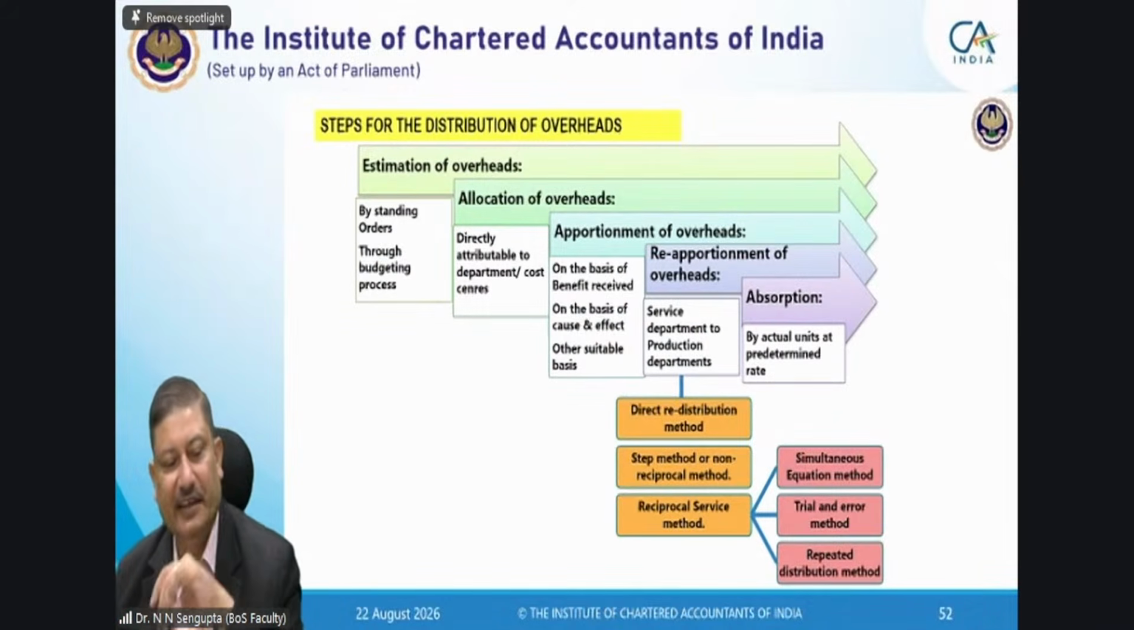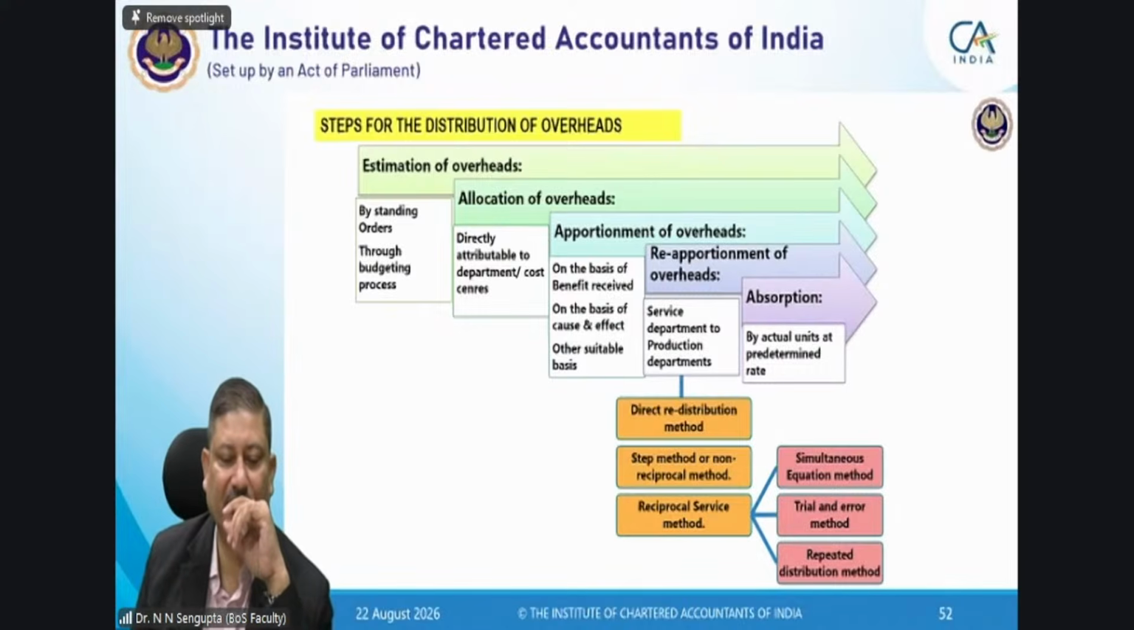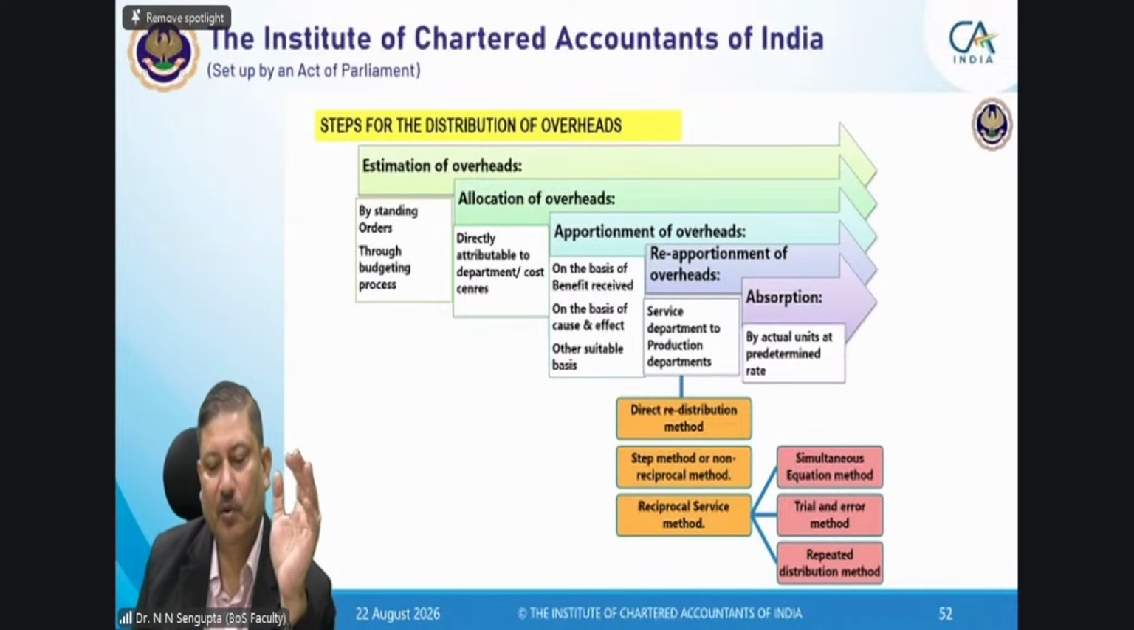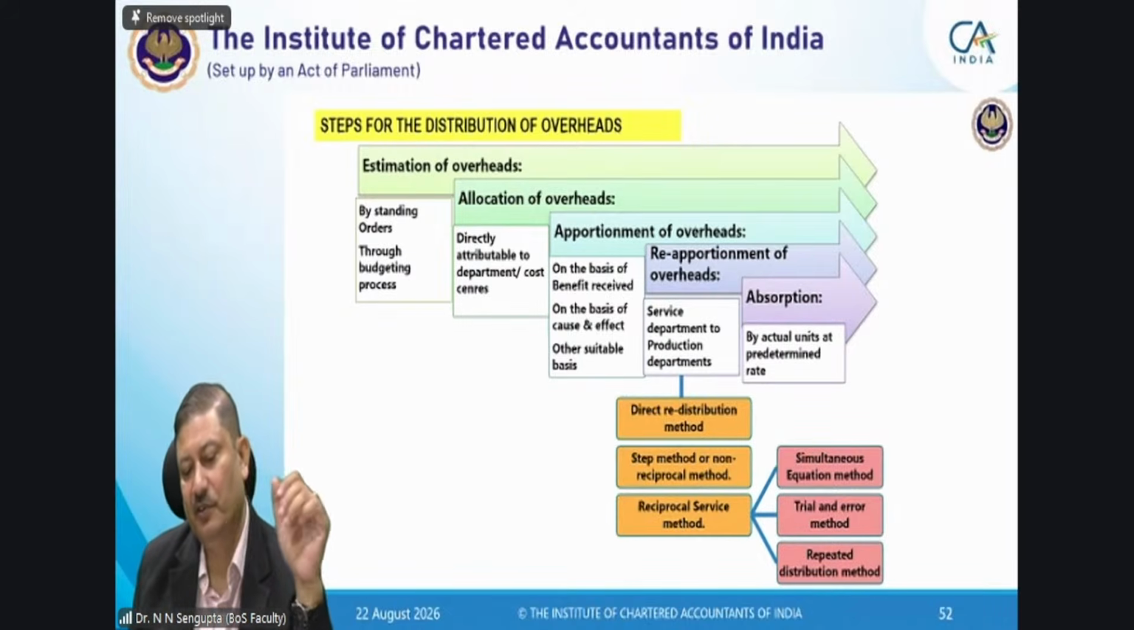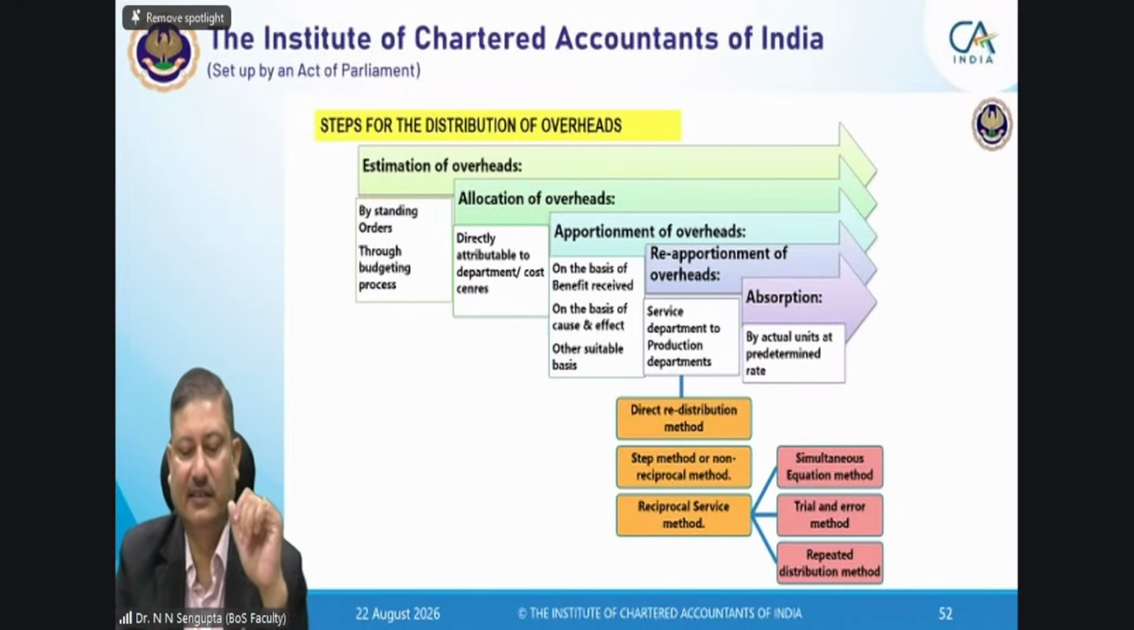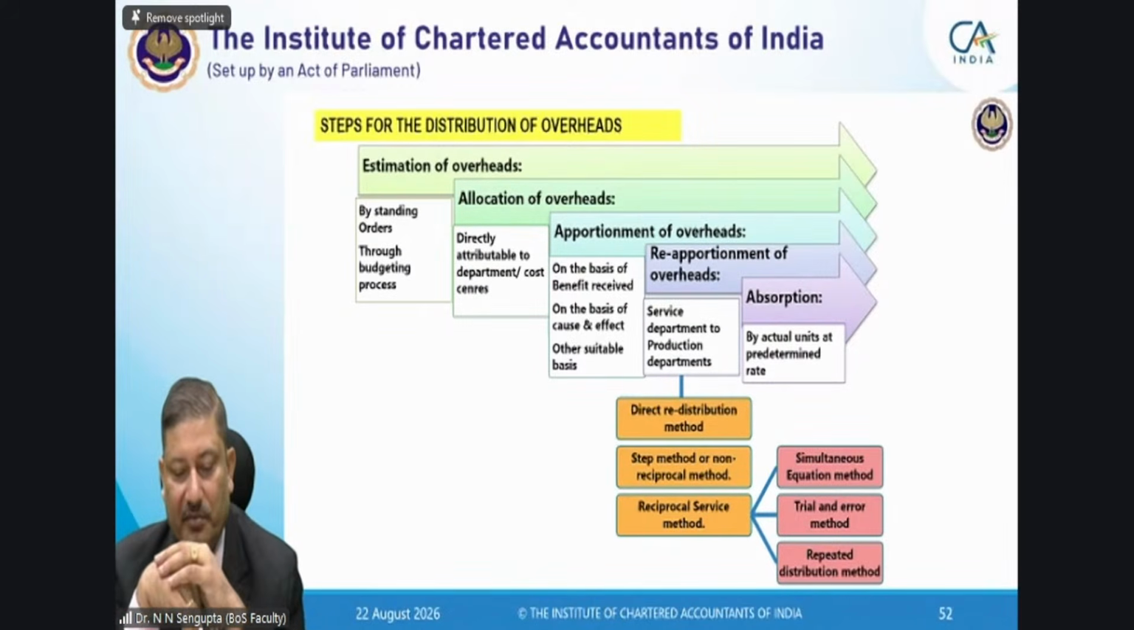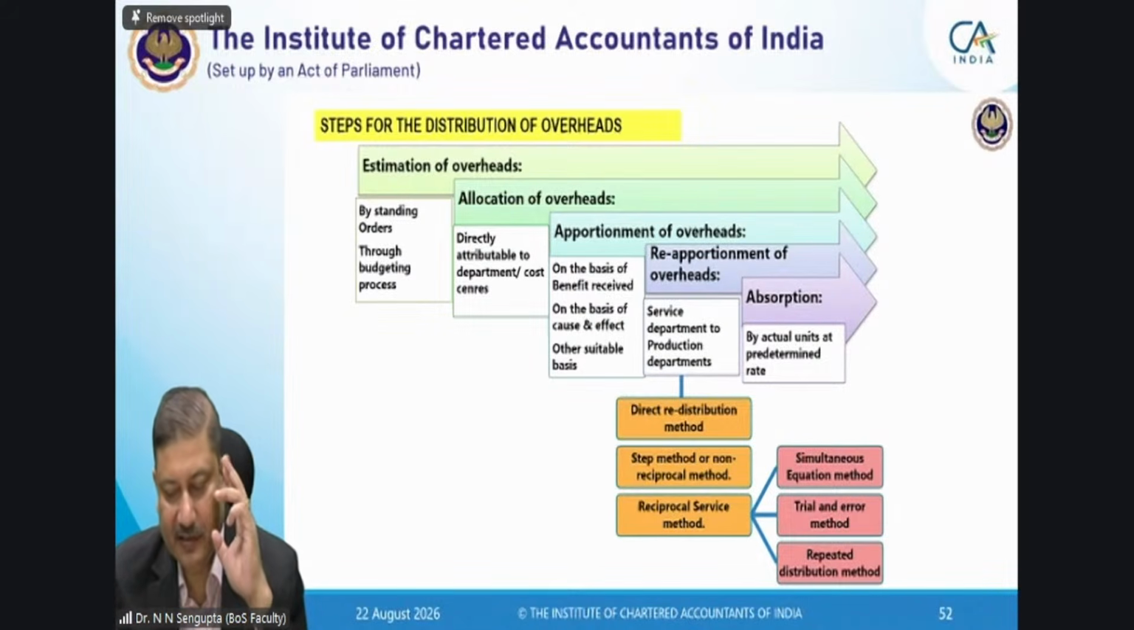So you can see here that estimation of overhead we do first, then we generally give directly attributable to department. Then we make the apportionment of overhead on the basis of benefit received, cause and effect, or another sustainable basis. Then the reapportionment is done, service department to production department, by direct distribution, step method or reciprocal. Under reciprocal, simultaneous equations and trial and error are repeated. So this is very important.